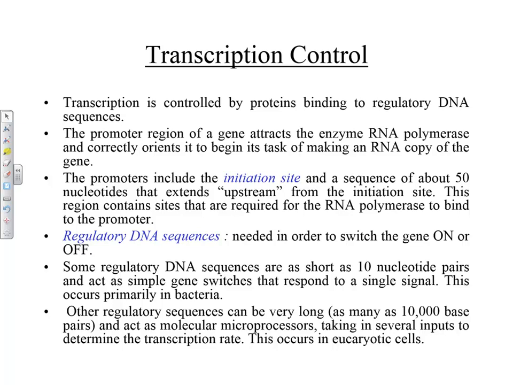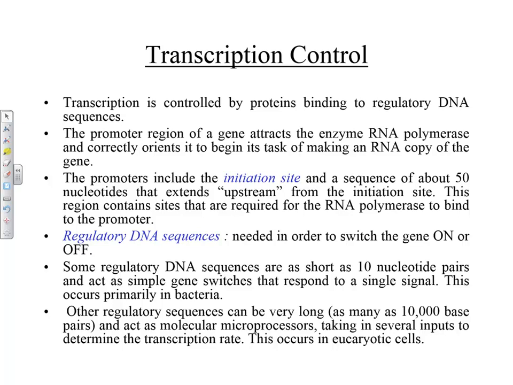So how is transcription controlled? We agreed that control of transcription is probably the best way to control the amount of protein in the cell, right? Now transcription is controlled by proteins binding to regulatory DNA sequences. So it is true that you have this region that codes for a protein, RNA polymerase gets on and starts the transcription, but there are other factors that have to kick in. Okay, there is other stuff that controls.